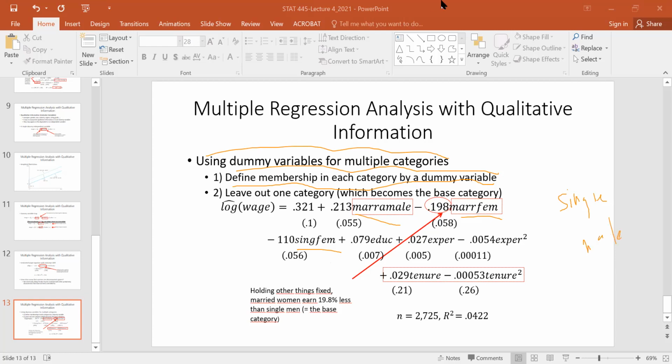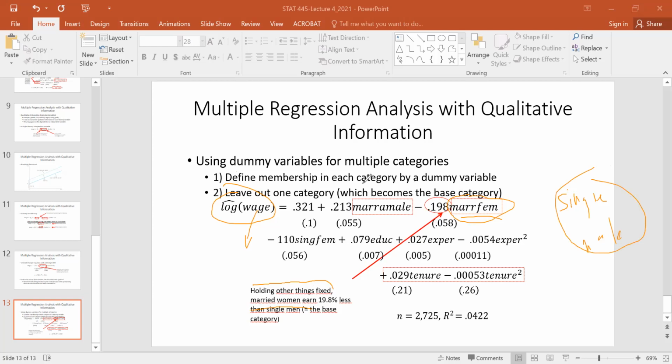So look at the interpretation of this, and then I'll be done. Because this is a logarithm, remember I showed you at the beginning, you must multiply this by 100% and talk about it as a percentage change in wage. Holding other things fixed, this variable is married female. Multiply this by 100%: married women earn 19.8% less than single men. Single men is the category we left out.